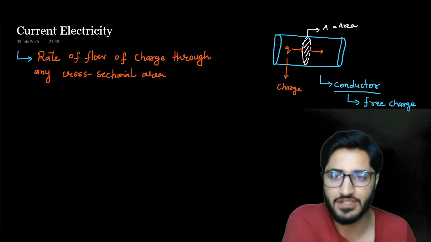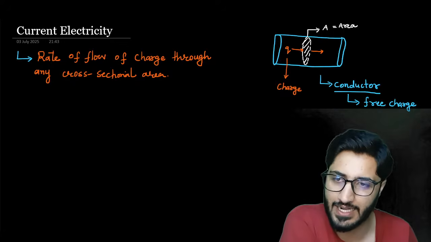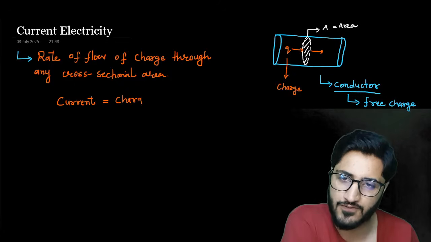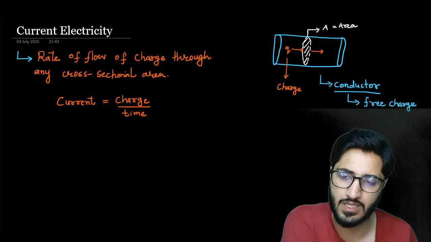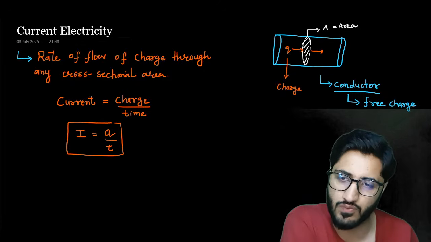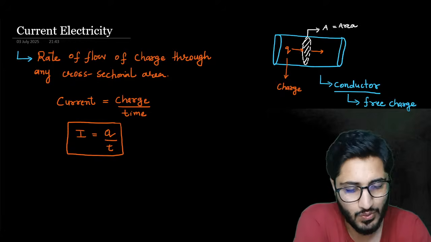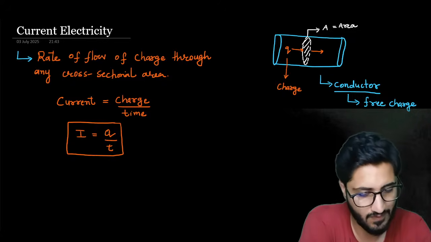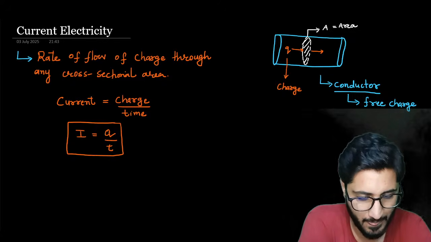So by this definition, I can write current is equal to flow of charge per time. I can write current as I, charge as Q, time as T. So by this equation, we got to know how to get current. Current is equal to Q by T, I = Q/T. Very easy, no?